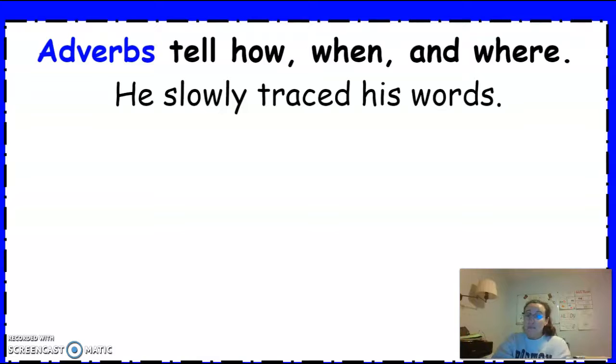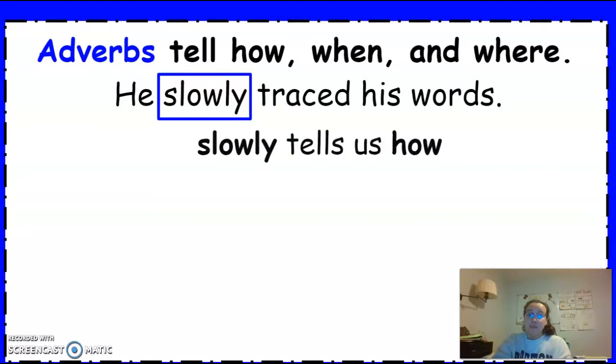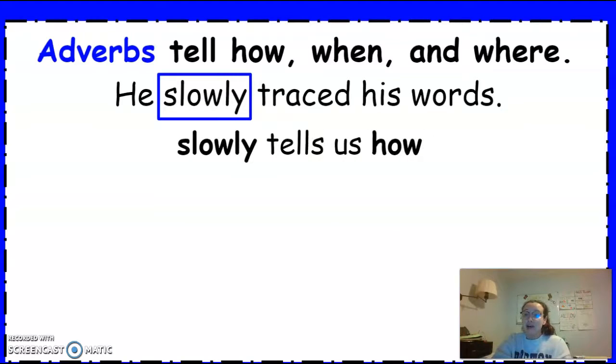So let's do some practice. So he slowly traced his words. What do you think might be the adverb in that sentence? Slowly. And slowly is going to tell us how he traced the words. We know that he's doing it slowly.